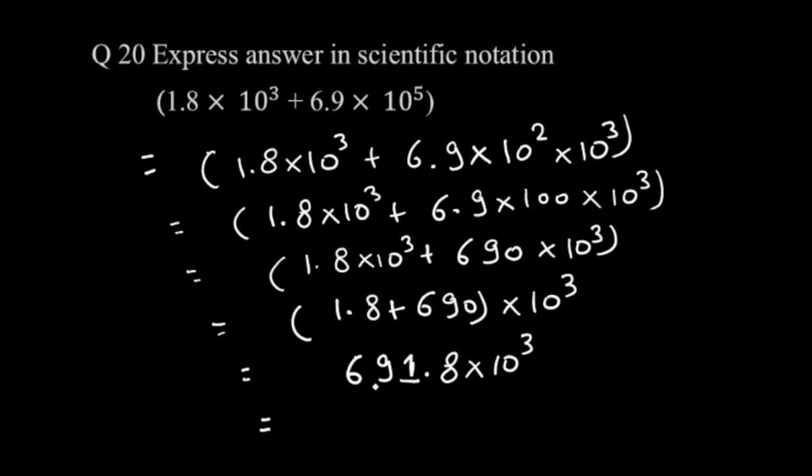But this is not correct scientific notation form. In this question we have to move 2 units left. If we move 2 units left, the power is increased by 2. That means 6.918 multiply 10 to the power 5. Now move to the next question.